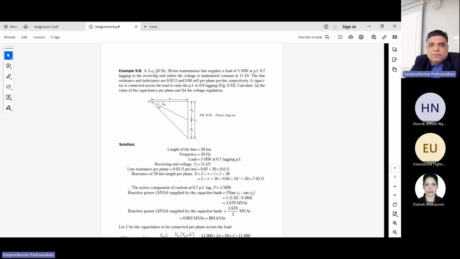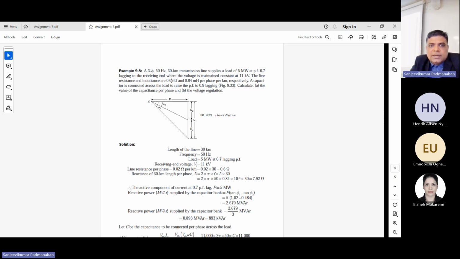We have a 3-phase, 50 Hertz, 30 kilometer transmission line supplying a load of 5 megawatt at power factor 0.7 lagging to the receiving end, where the voltage is maintained at 11 kV. The maintained voltage is 11 kV, the power factor is 0.7, the load is 5 megawatt, and it's a 30 kilometer transmission line, 50 Hertz.